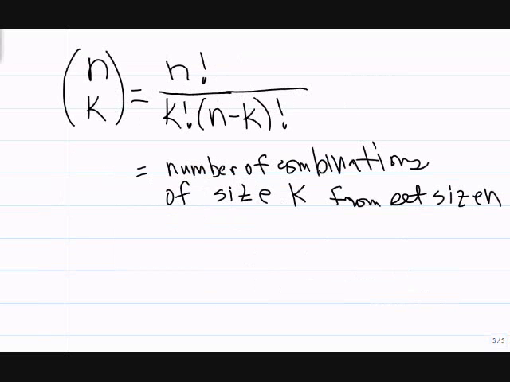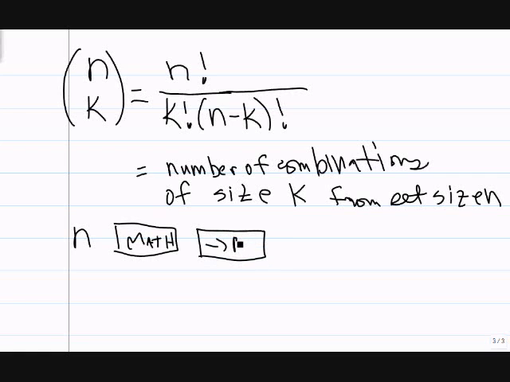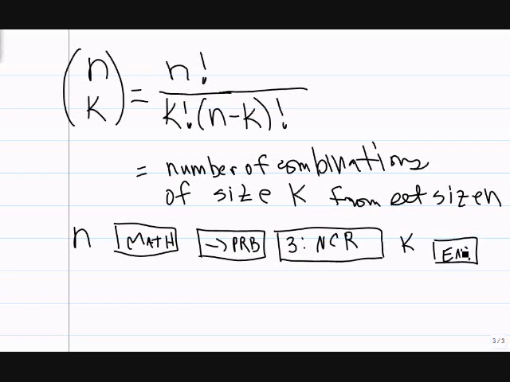For those of you who don't like dealing with these ugly mathematical formulas, in your calculator you would type in the n, and then you would hit the math key. Then you would arrow over to probability. And then I'll show you what n is in just a minute. I can't remember what number it is. I think it's number 4? NCR? It's number 3, and it's the NCR key. And then you would hit the K, and then you would hit enter.